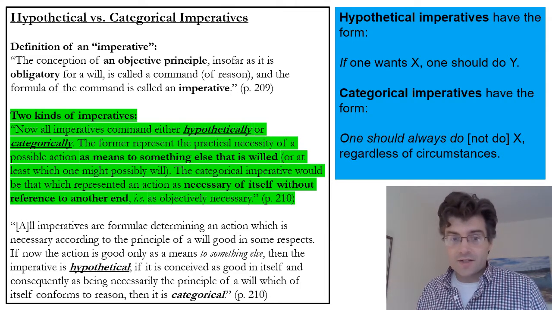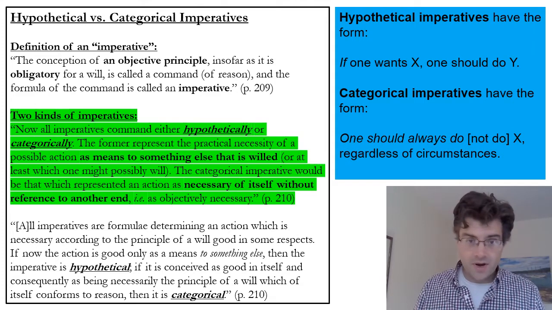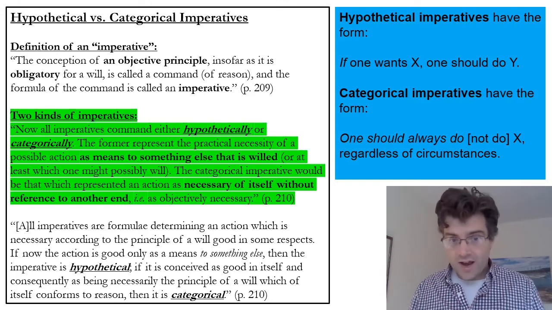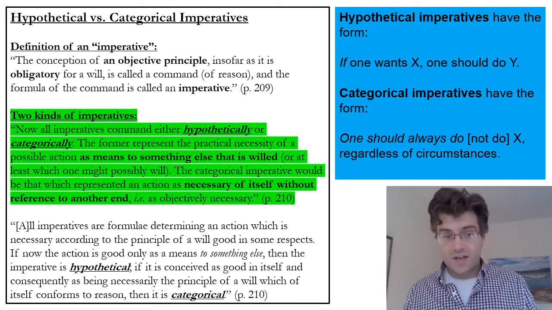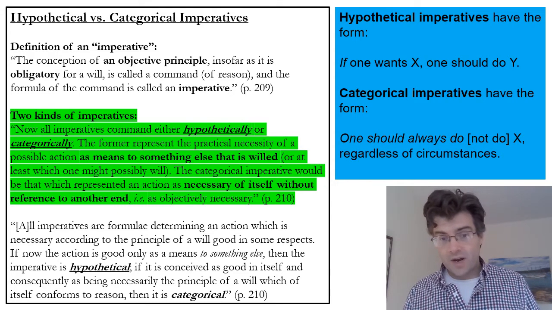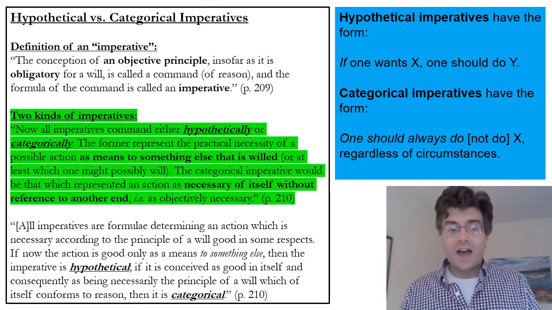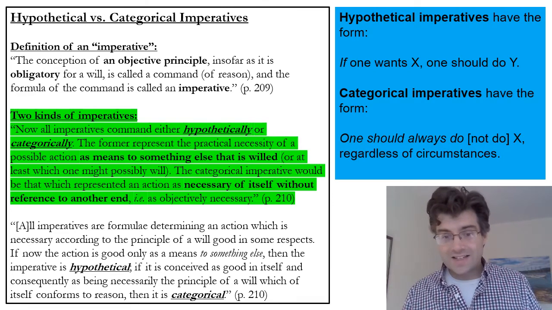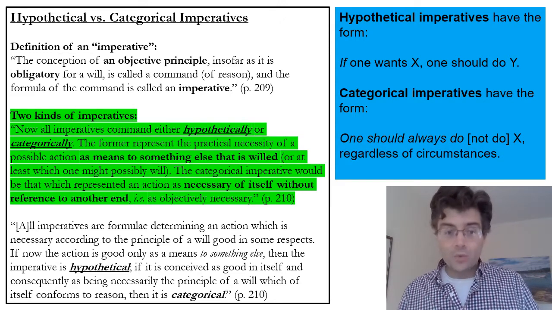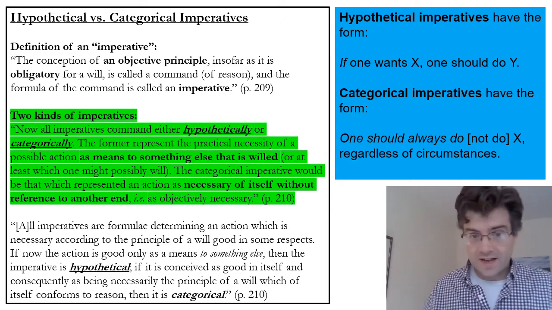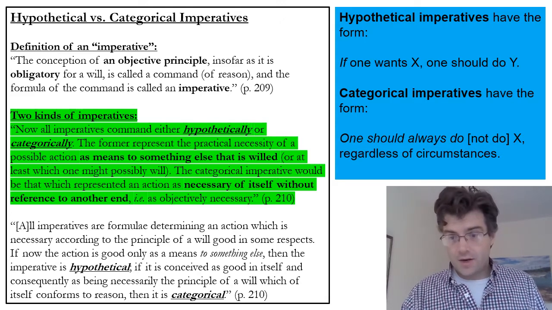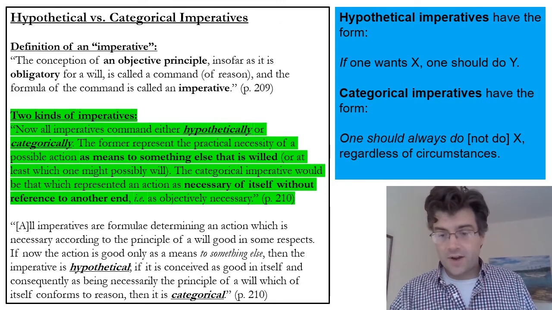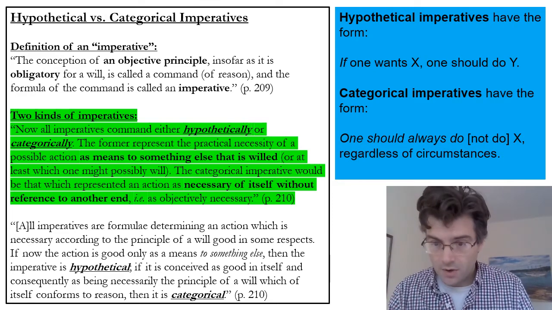So he says the former, that is, hypothetical imperatives, represent the practical necessity of a possible action as a means to something else that is willed, or which one might possibly will. The categorical imperative, on the other hand, will be that which represented an action as necessary of itself without reference to another end, that is, as objectively necessary. So let's start with hypothetical imperatives and see if I can give you some more clarity about what those are.